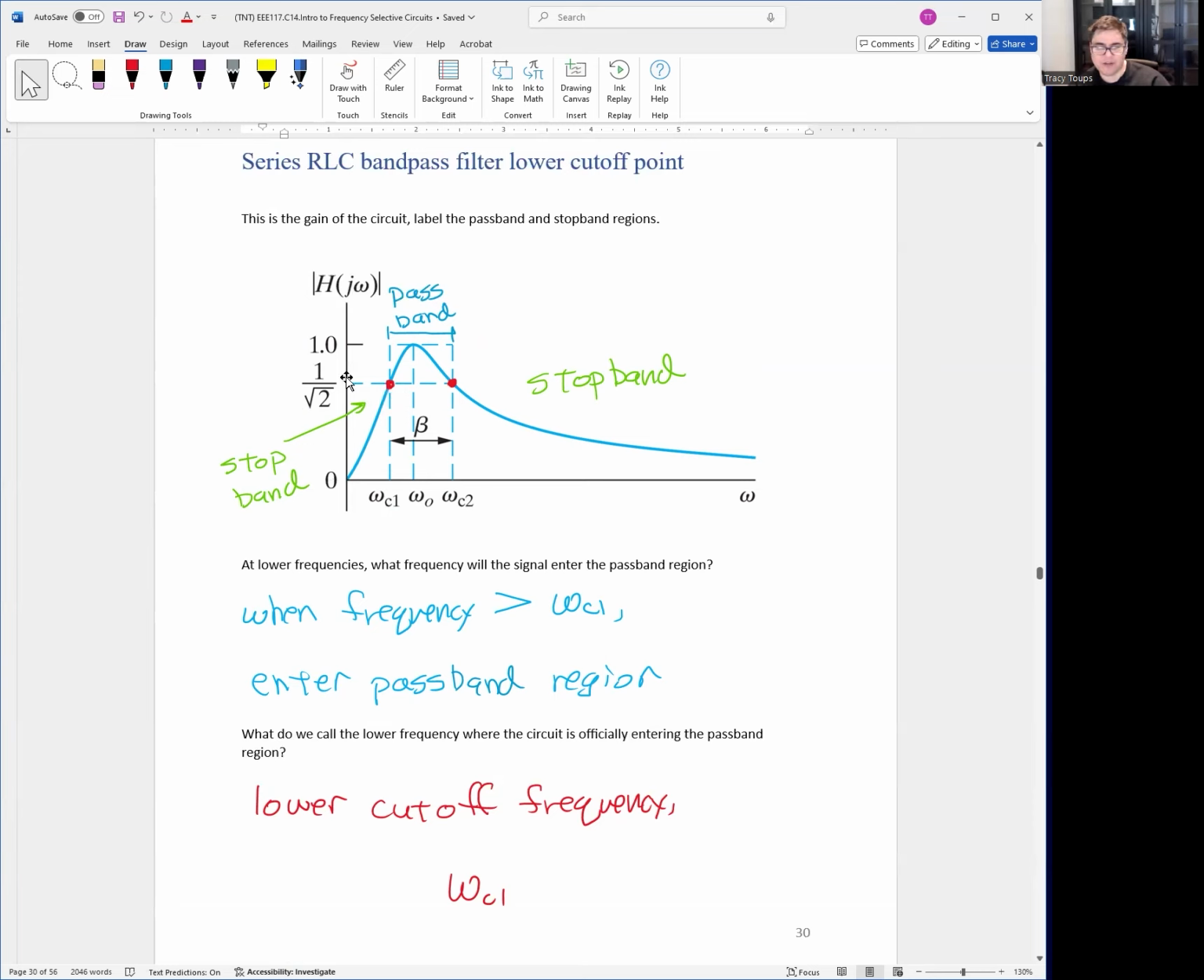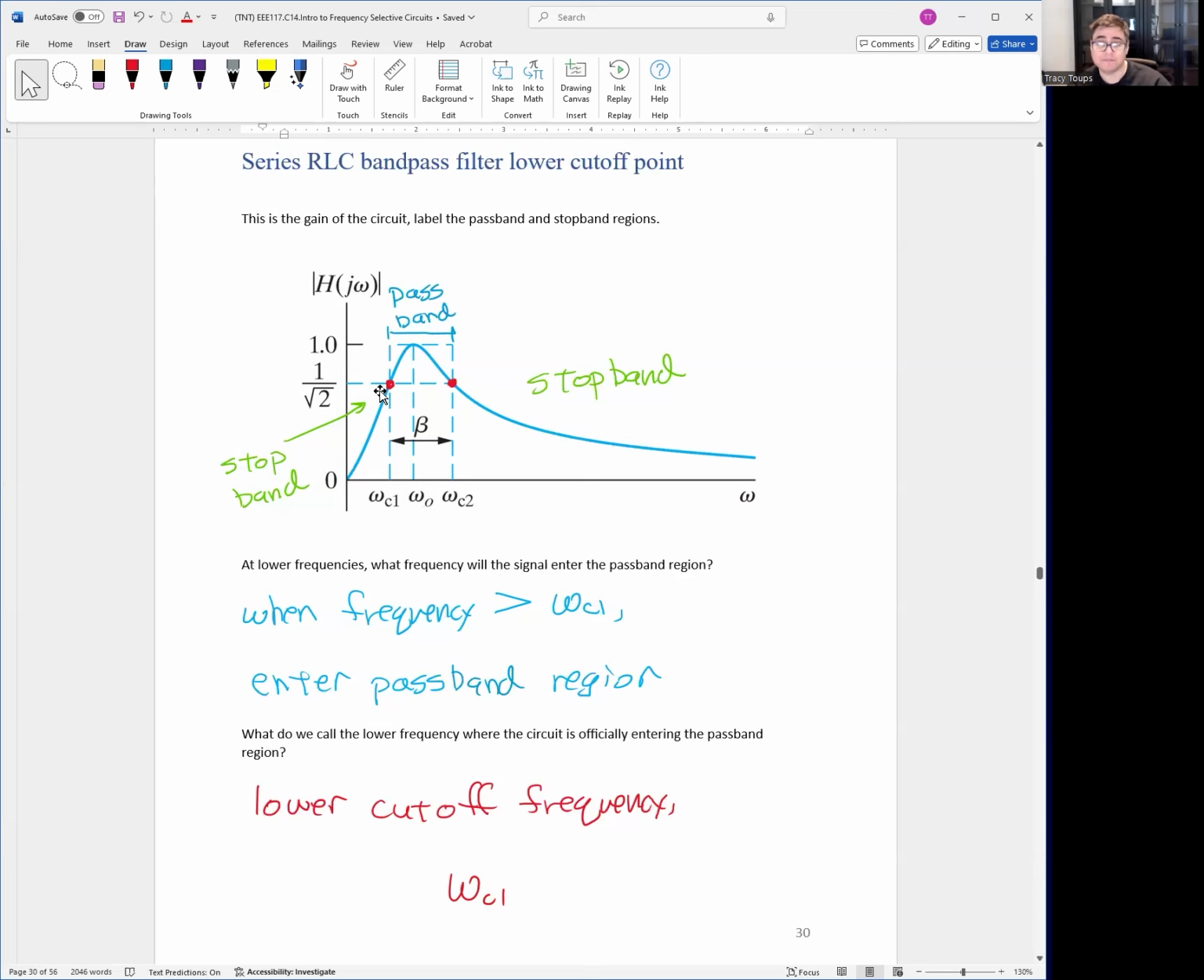Once we hit a point where the gain is 1 over square root 2, that's that magic number, we'll then say that we're in the passband region. So once the frequency starts increasing, we'll go past this 1 over square root 2, and this middle area is considered passband region. Okay, and this lower point is called WC1, where it's officially called a lower cutoff frequency. Okay, so we're gonna have multiple frequencies to keep track of. In the low pass and the high pass filter, there was only one cutoff frequency, but here we have multiple, and this is the first one of the set. Okay, so lower cutoff frequency right here, this is where we enter the passband region. Anything below it is in the stop band region.